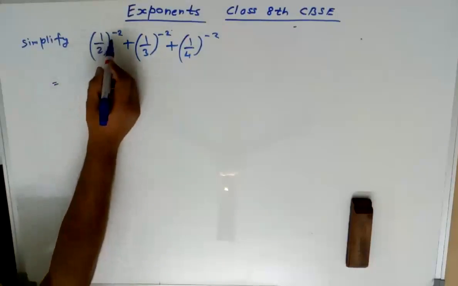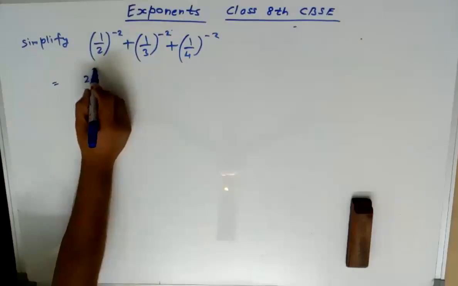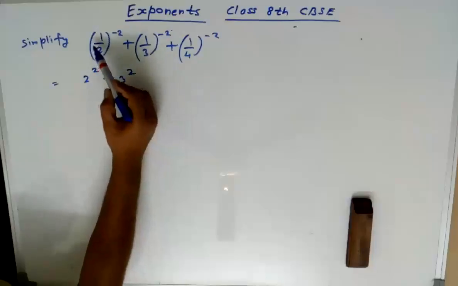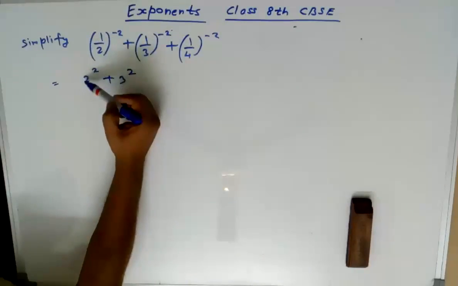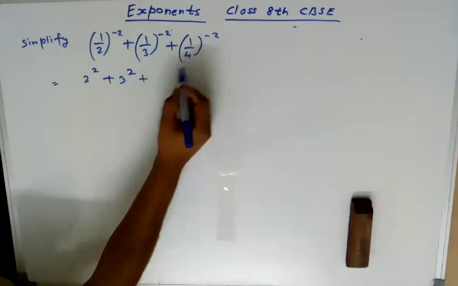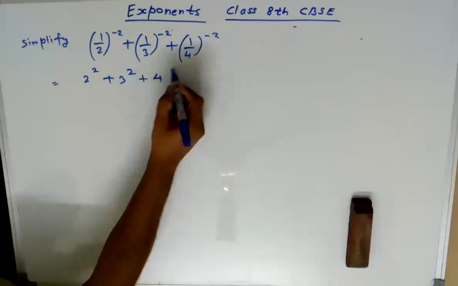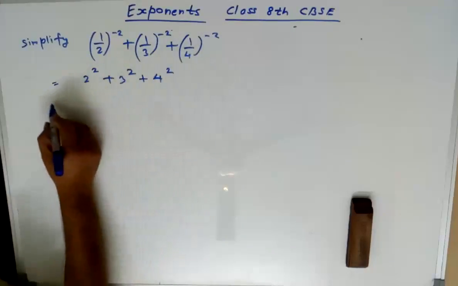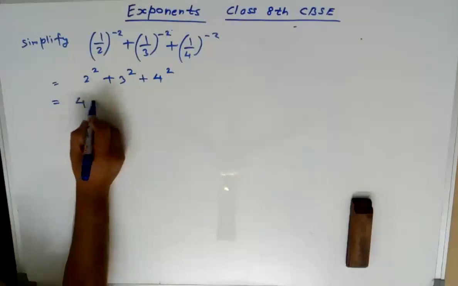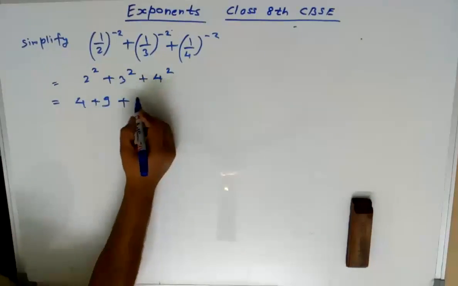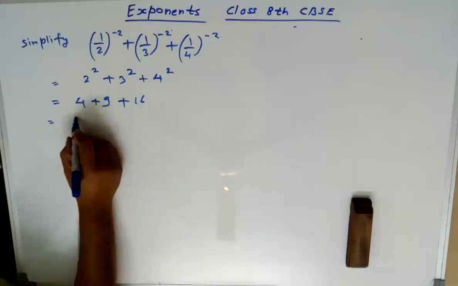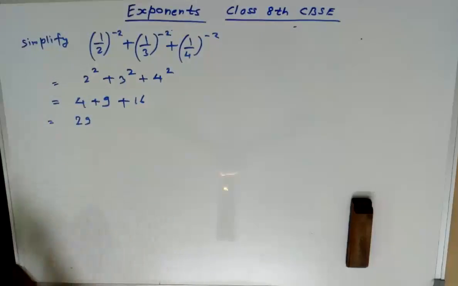So it will become 2 raised to the power 2, 3 raised to the power 2. Since we have taken the inverse of this number, which is 2, the power will become positive. Same here also, and here also we will take the inverse of this number, that is 4, and therefore its power will become positive 2. Therefore 2 square is 4, 3 square is 9, and 4 square is 16. So the sum is 29.